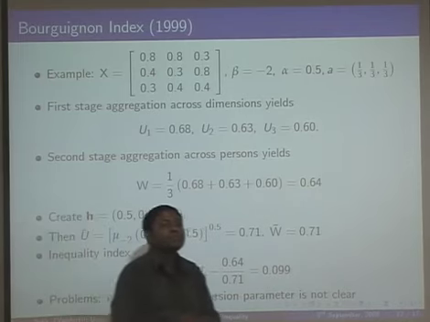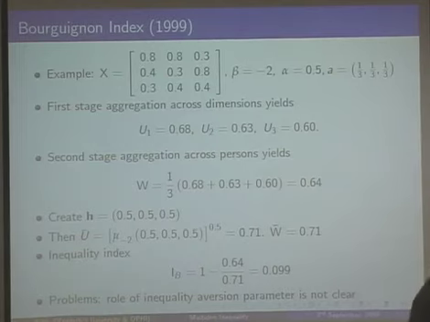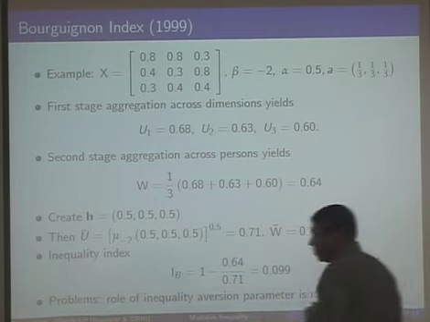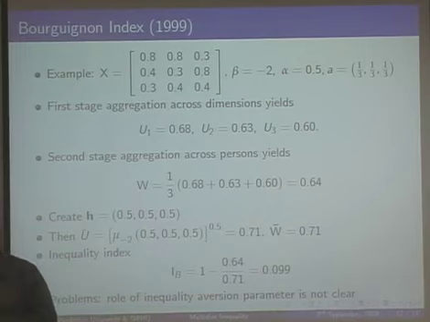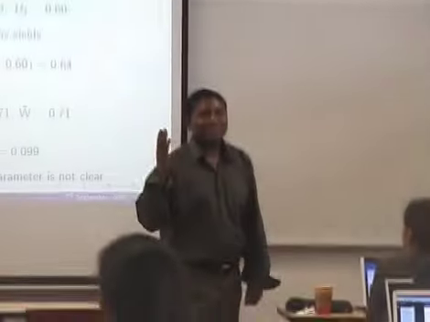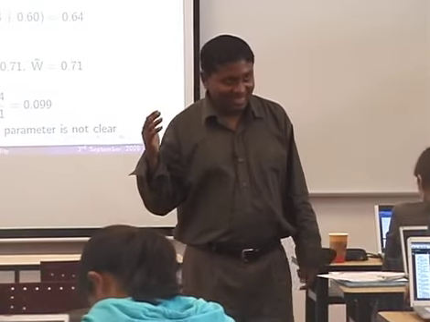Yes? I have a question about some slides ago, the translation invariance axiom. Why would we want that to hold for an inequality index? Does it mean that if the rich person has $100 and you give $1 to him, it is the same as giving $1 to a poor person who has only $1?